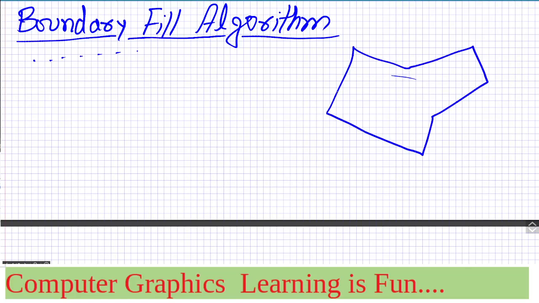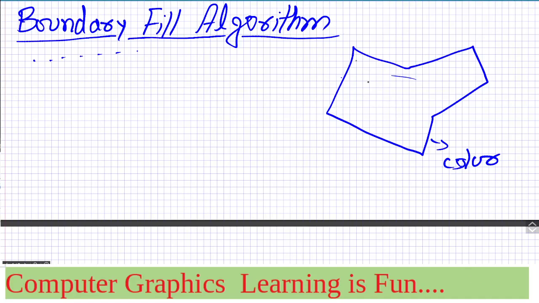Okay. Now what the boundary fill algorithm says is, we will have the boundary. These lines are already drawn. These lines should have a different color. Okay, and let us now choose another color to fill inside the boundary. Okay, so now how do we do that?